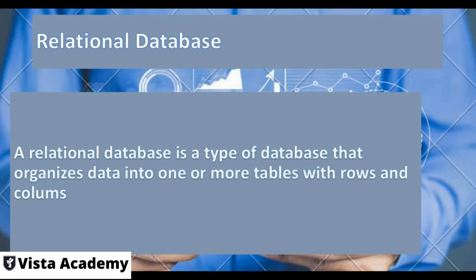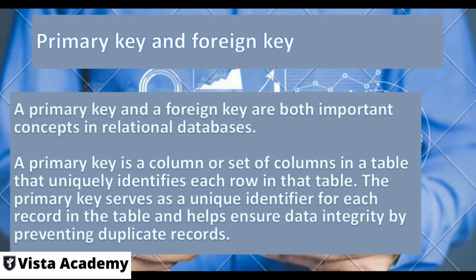A relational database is a type of database that organizes data into one or more tables with rows and columns. Now these tables have primary keys and foreign keys. Primary keys and foreign keys are both important concepts for a relational database because they are very beneficial for creating relations between two tables. A primary key is a column or set of columns in a table that uniquely identifies each row in that table. So it can identify each and every row. With a primary key we can identify that particular row.